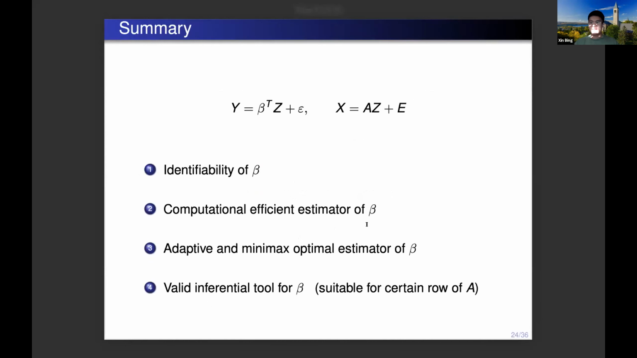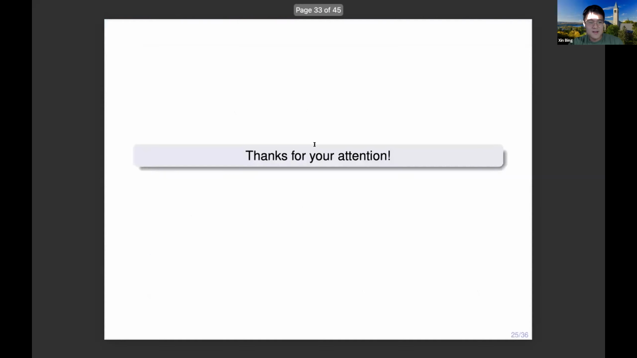Okay, a quick summary. We have studied the following latent factor regression model. We talked about the identifiability of beta, and we proposed a computationally efficient estimator of beta, and studied its adaptivity and minimax optimality. And we also provide some valid inferential tools for beta. And by looking at this model, you might recognize that beta can be treated as one particular row of A if you put these two models together. And so our derived inferential tool is also suitable if you are interested in making inference on a certain row of A. I think this concludes my talk.